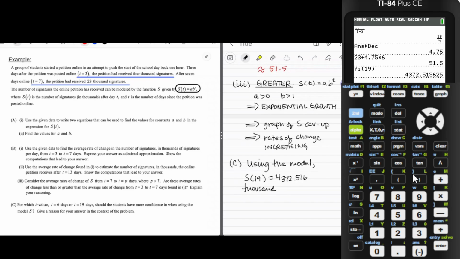And that's over 4 million signatures. That's not realistic for a petition to push back the start of the school day. And so I'm just going to say which is not realistic. Okay, and that's free response question 2. I'm going to do a few more of these, but that's a really good example of it.